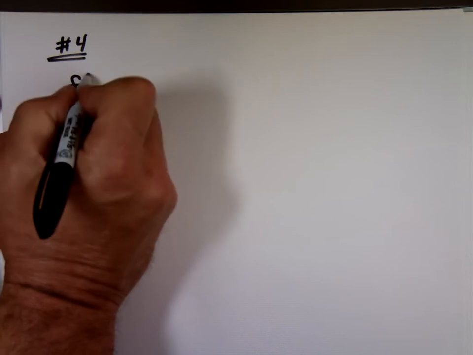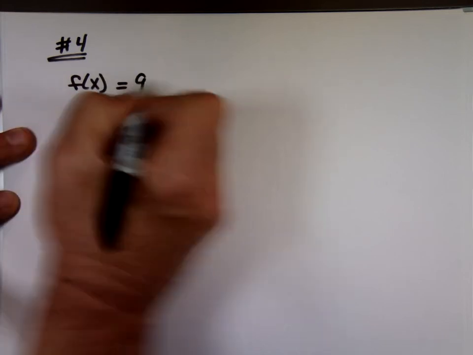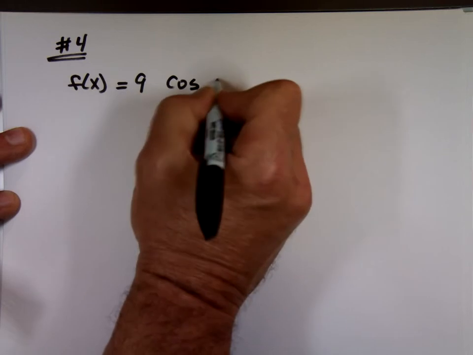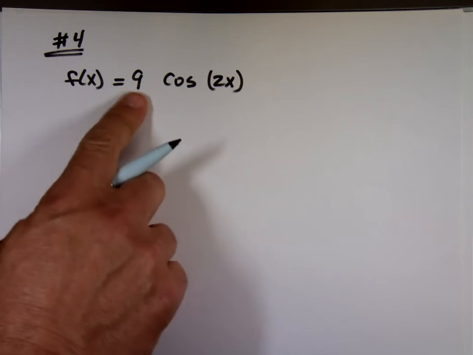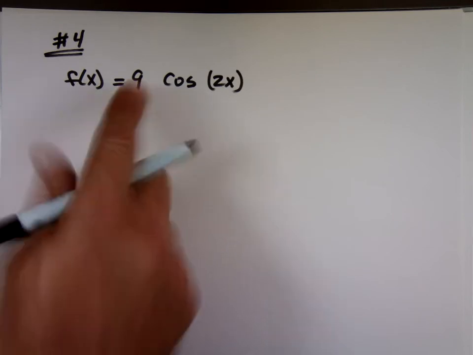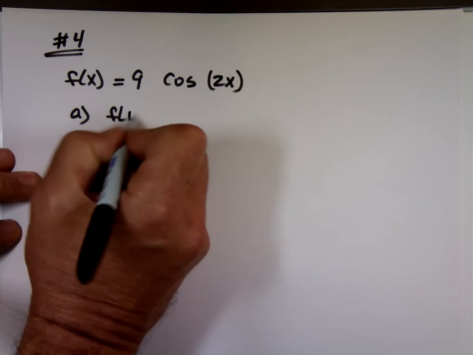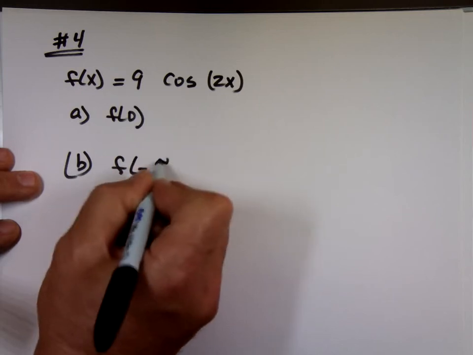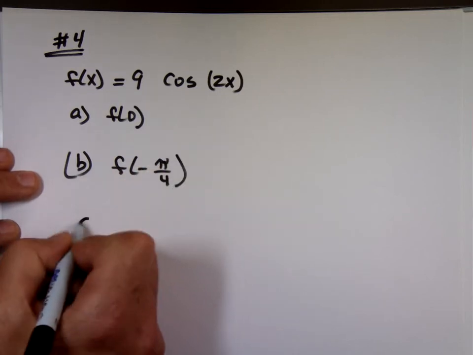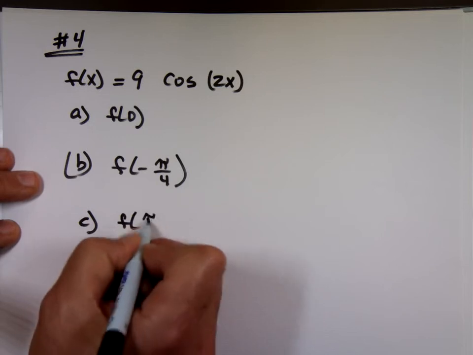Here. This is number 4. We have f of x, and again, I'm noticing the 9 is red here. That means your number is going to be different than the person next to you. The 9 is in red. That's the only one that's going to be a different number. And they want us to find f of 0, b, f of negative pi over 4, and c, f of pi over 3.